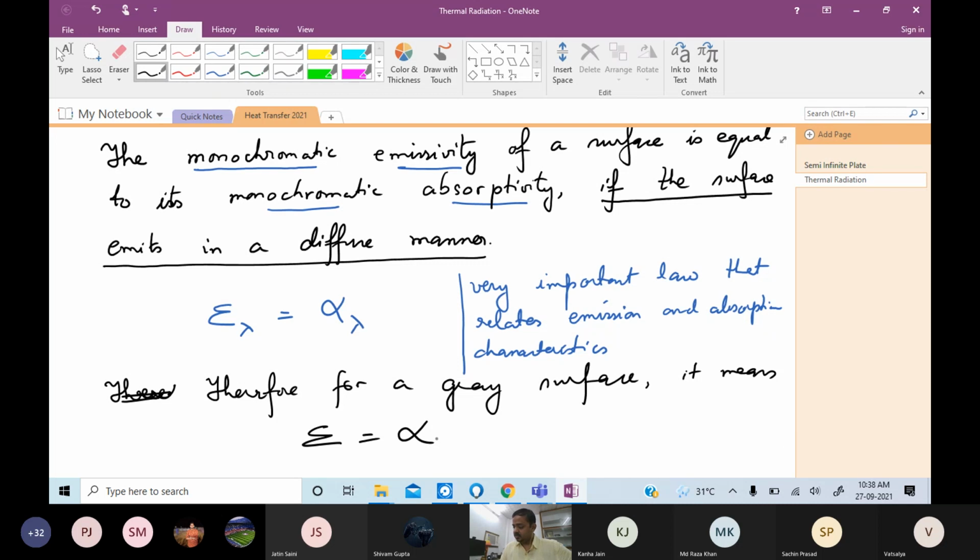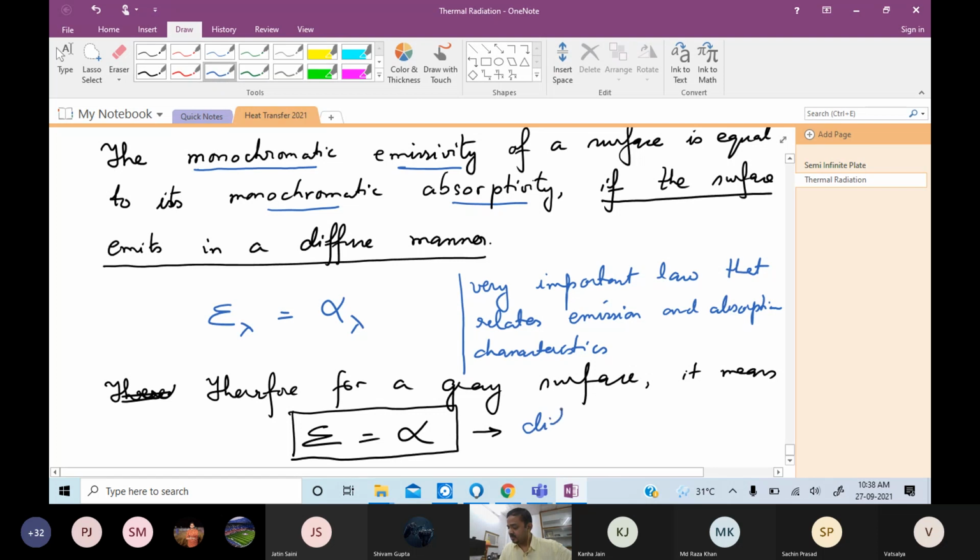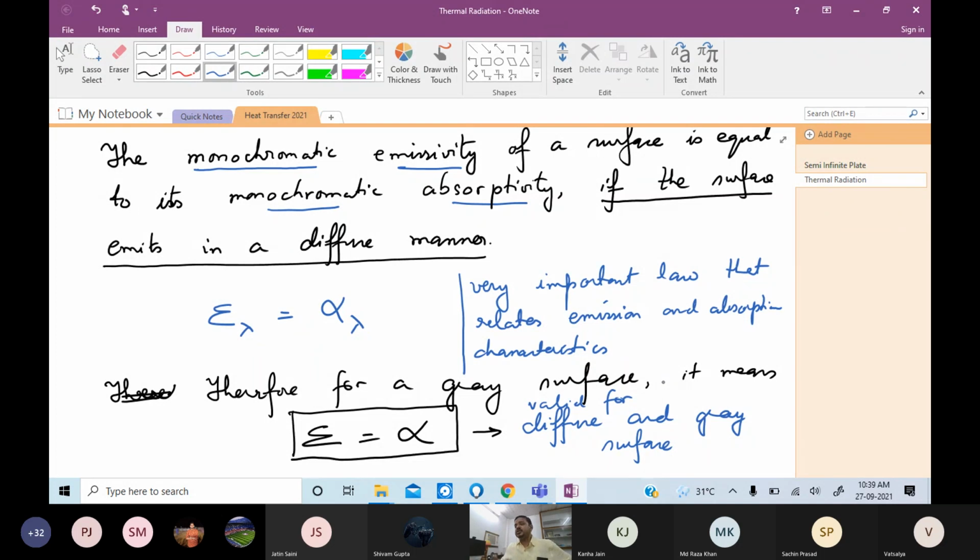So therefore, this law, the average absorptivity is equal to emissivity. This is valid for what? This is valid for a diffuse and gray surface. Please note, I can write epsilon equals alpha if it is diffuse and gray. I can write epsilon lambda equals alpha lambda for a particular wavelength if it is diffuse.